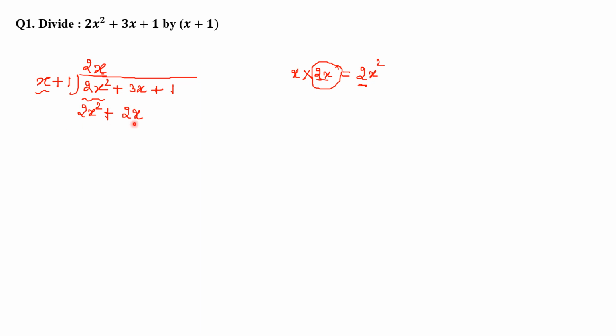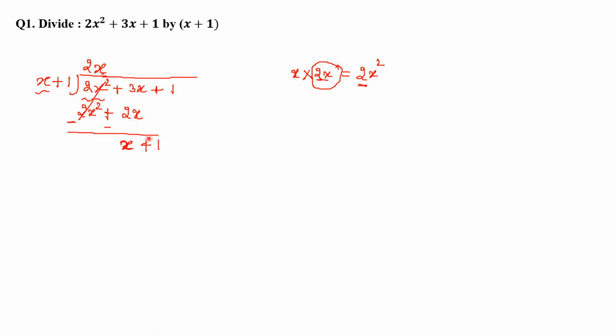Now after writing this, as we normally do in division, we subtract. So now I'm going to subtract it. When I subtract, the plus will become minus. This plus will also change to minus. Now 2x square minus 2x square is 0, so it will get cancelled out. Now 3x minus 2x will give me x. And then what is left in the dividend, I have to write. So x plus 1.